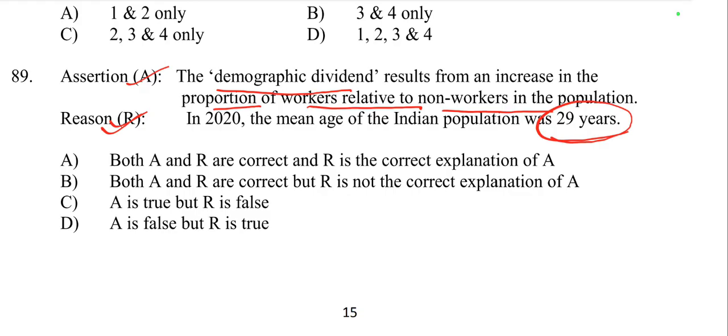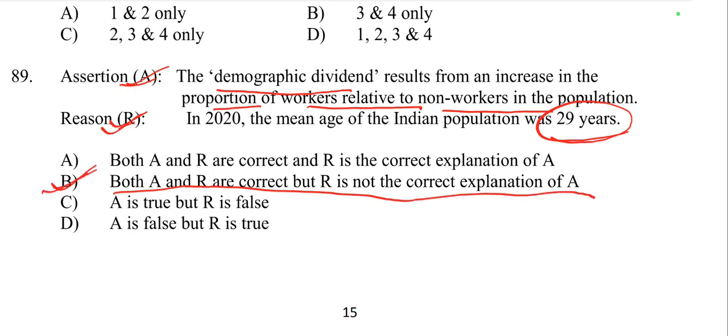But is the reason the correct explanation of the assertion? No. Here it is only given the mean age of the Indian population, that is 29 years. The demographic dividend arises from the changing ratio of workers to dependents, not simply the average age of the population. So the reason is not the correct explanation of the assertion. Both assertion and reason are correct, but the reason is not the correct explanation of the assertion.